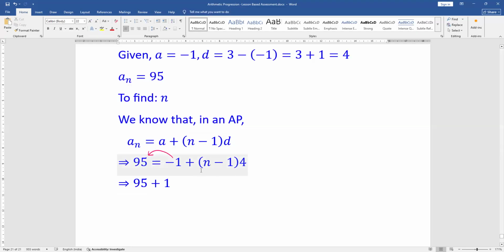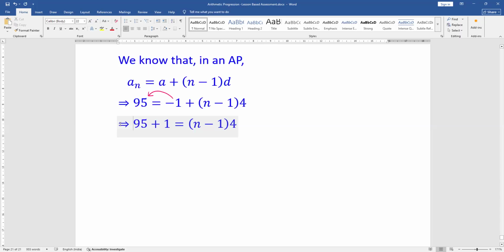So (n minus 1) into 4, you should treat the whole of it as a variable. Okay, equals to (n minus 1) into 4, put it on this side. Next, see what happens: 95 plus 1 is 96 equals to (n minus 1) into 4.